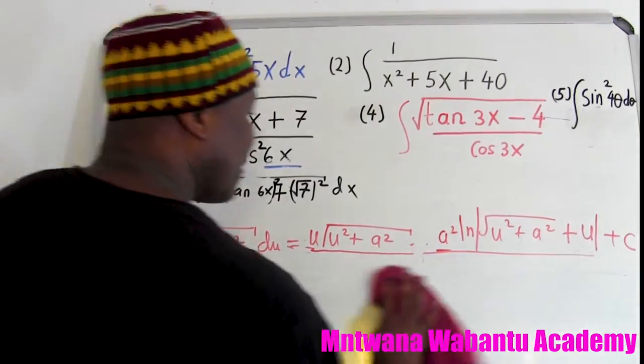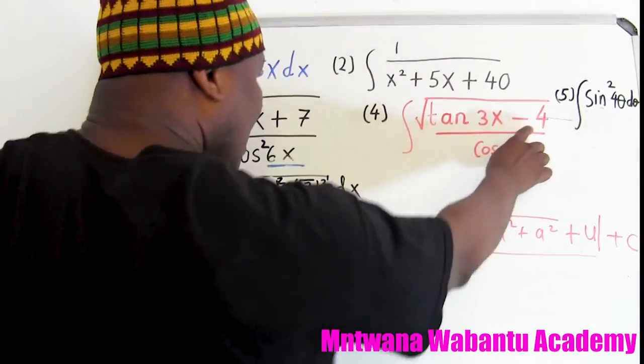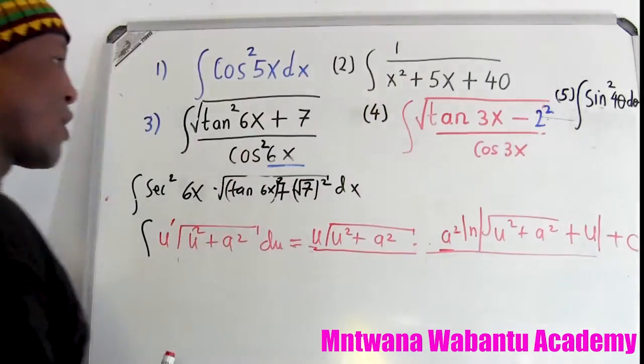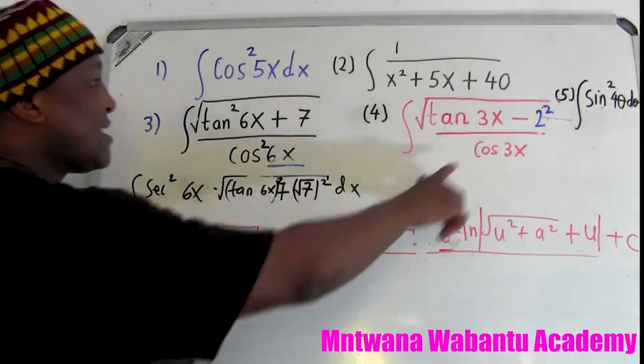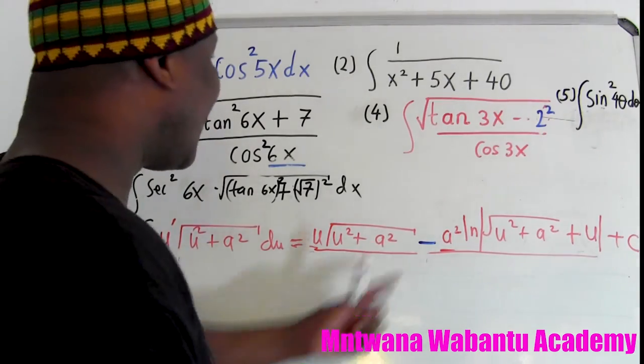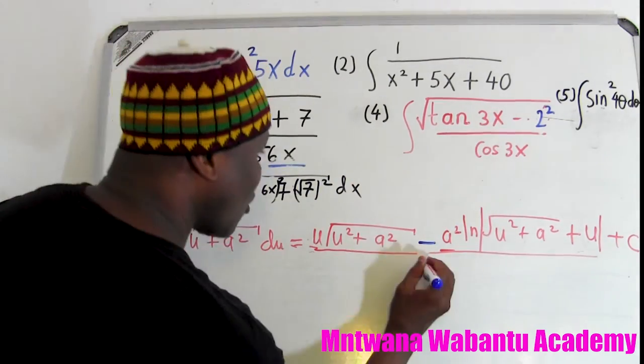Because this question looked the same. It looked the same. So this is 4, which is the same as 2 squared. 4 means 2 squared, right? You understand what I'm saying? And another thing, since this is minus, it's not going to be plus, it's going to be minus. And another thing, this is 3x.